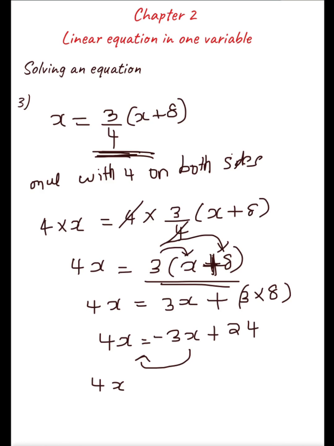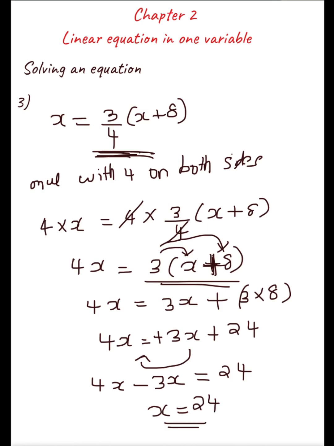It's actually a positive sign, so if you take it to the left hand side, it will become negative. So 4x minus 3x equals what is remaining, 24. Now what is 4x minus 3x? It is x. So x equals 24. This will be our answer.